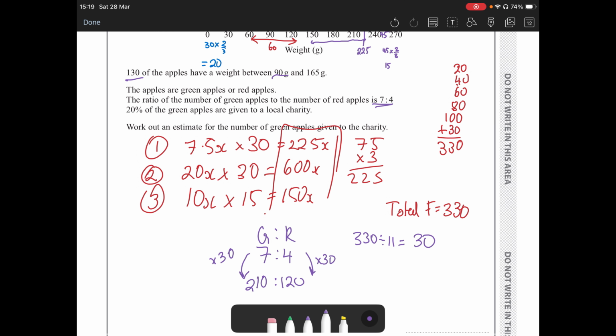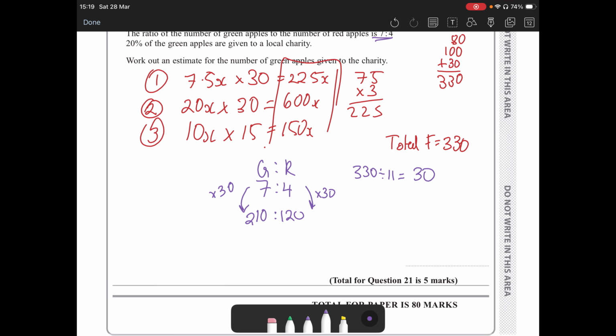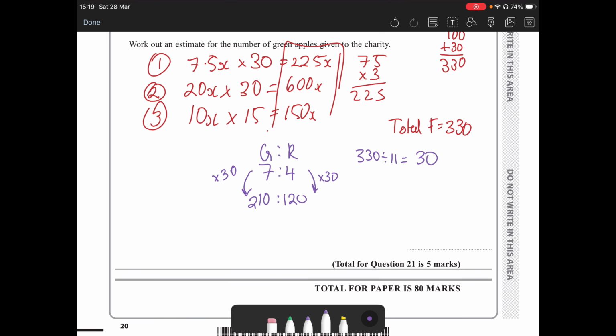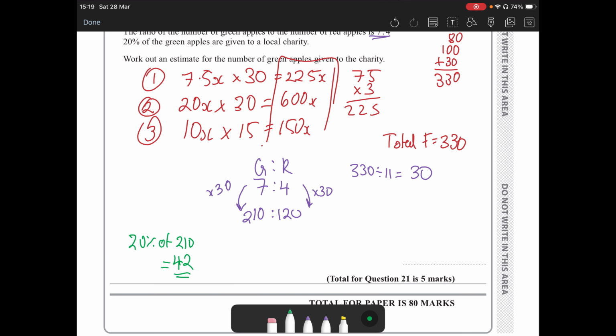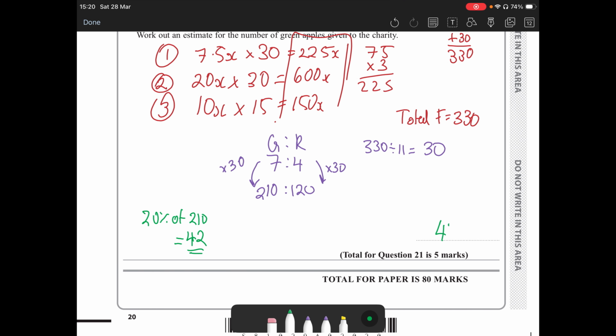What are we working out? 20% of the green apples. This bit's easy, really, isn't it, at the end? So 20% of 210 is 42. If you got this far and you don't know how to work this last bit out, all I've done is 20% of 210, which was given to charity. So 42 green apples. How do you like them apples? I'm here all evening. 42 apples given to charity.